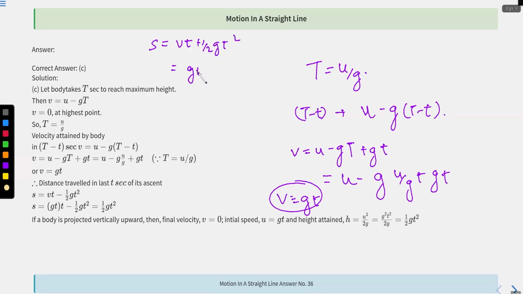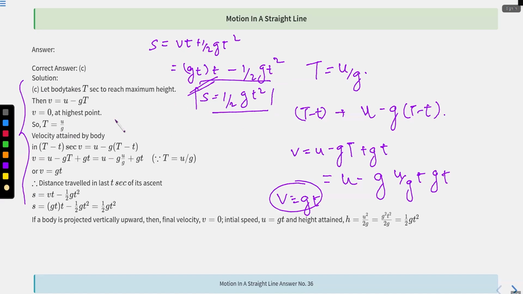It says gt. What is the value of v? gt into t minus half gt square equals half gt square. So s is equal to half gt square. It was a direct formula also, which everybody knows, the time of ascent and time of descent.